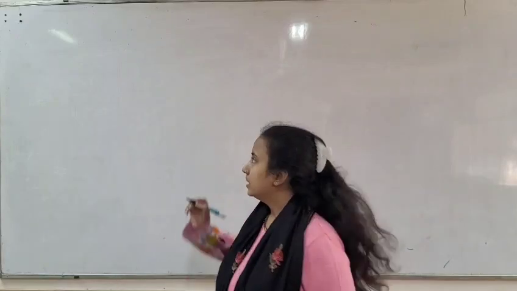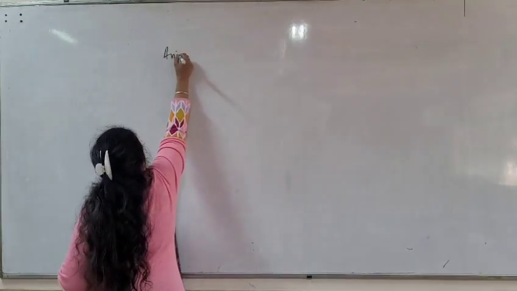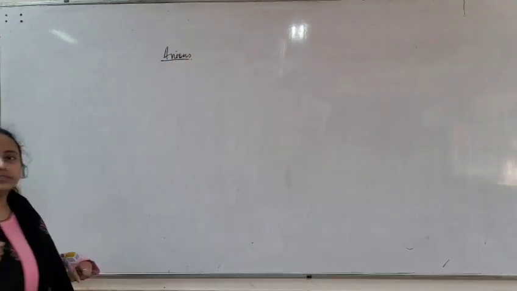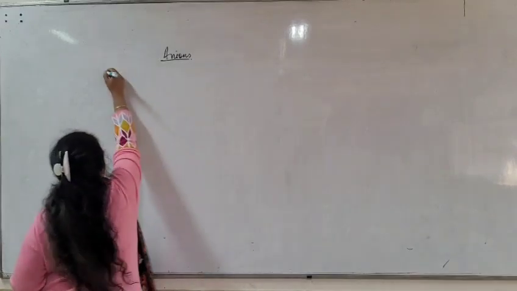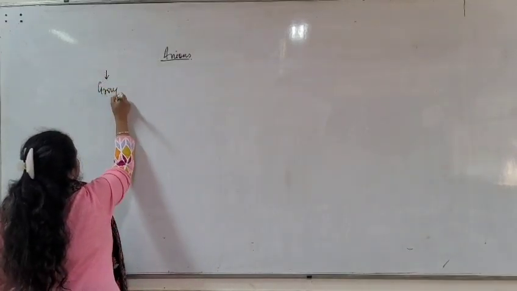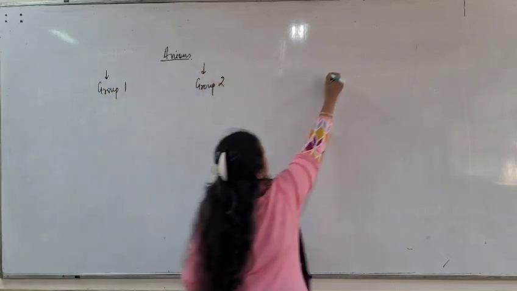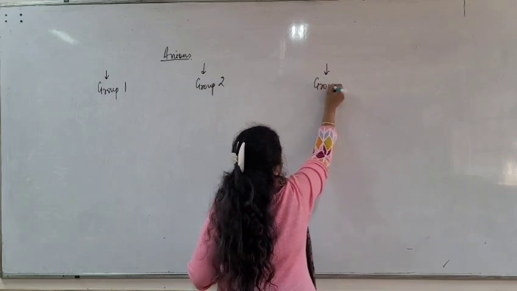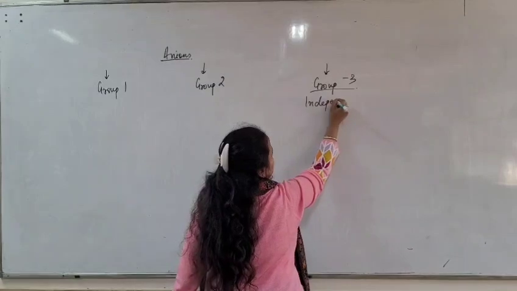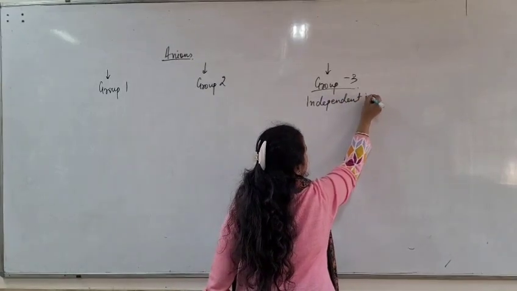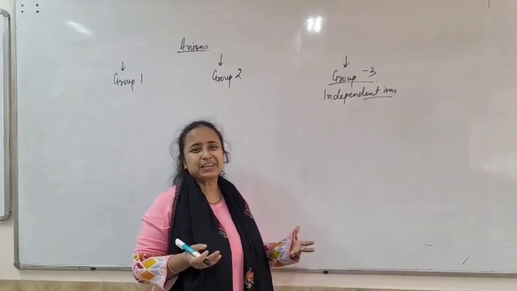A salt can be completed. We start with anions first. We have divided our anions into 3 groups. This is my group 1, then group 2 and group 3. This group 3 is basically independent ions. Independent ions means that you don't require any type of group reagents.